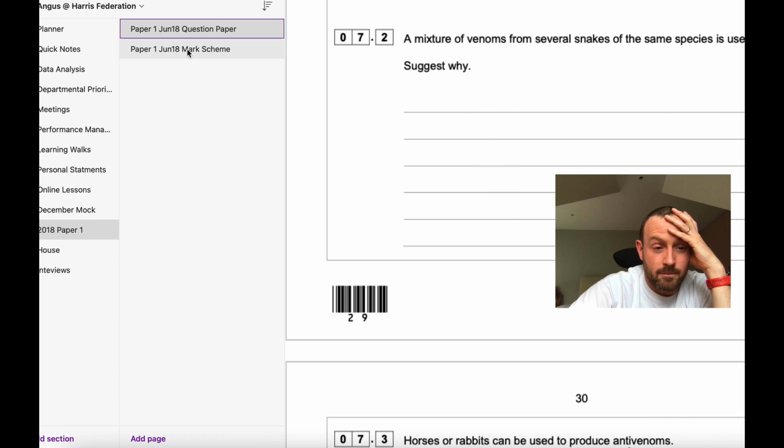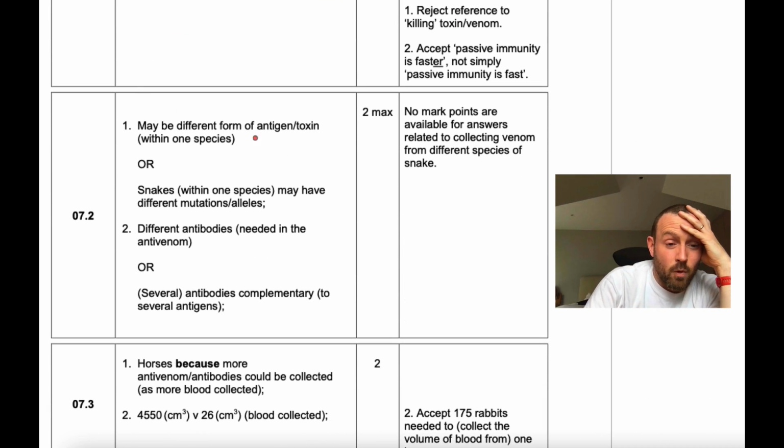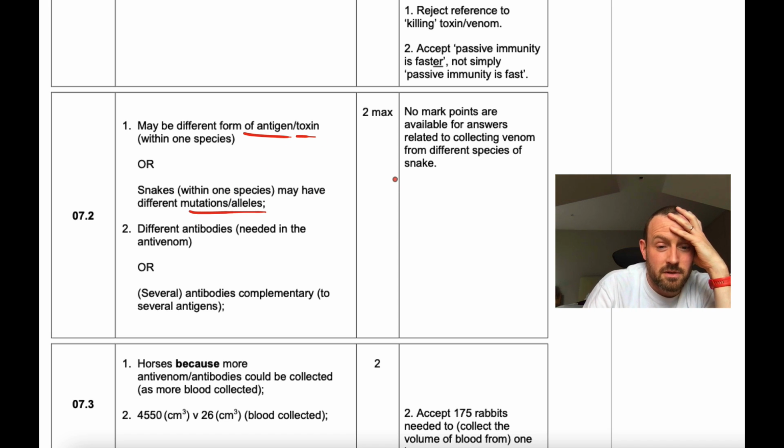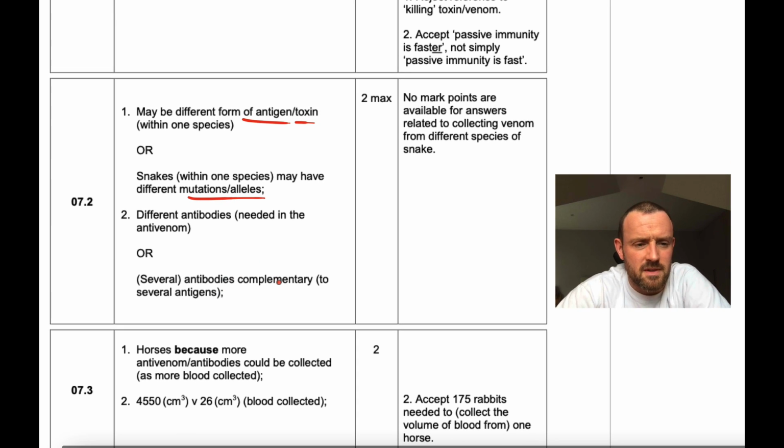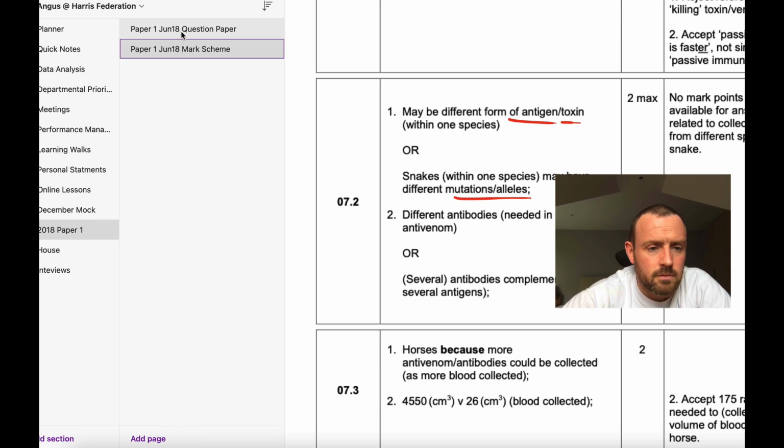Let's check the mark scheme for that, see what it says. Maybe different form of antigen or toxin, different mutations or alleles. So different antibodies need to be complementary to several different antigens. Yeah. Okay, I think I probably would have said that. I'll just pause there if you need to, and let's move on.